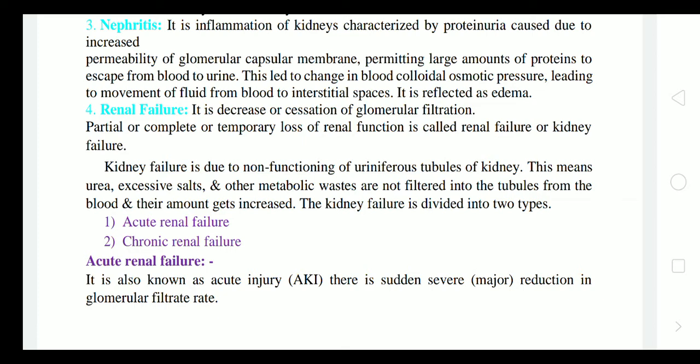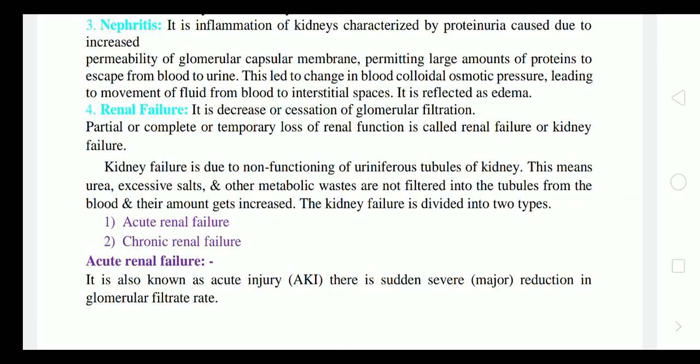Renal failure. It is a decrease or cessation of glomerular filtration; partial or complete, or temporary loss of renal function is called renal failure or kidney failure. It is due to non-functioning of the uriniferous tubules of the kidney, which means urea, excessive salts, and other metabolic waste are not filtered from the blood into the tubules and their amount increases. Kidney failure is divided into two types: acute renal failure and chronic renal failure.